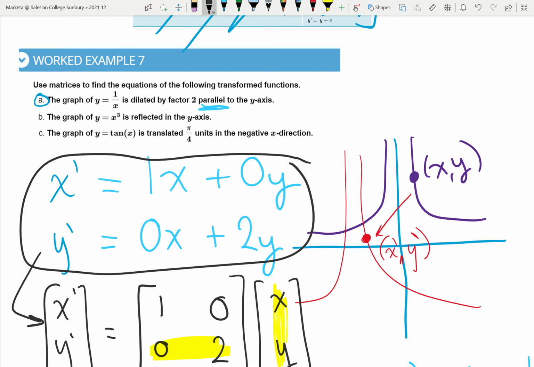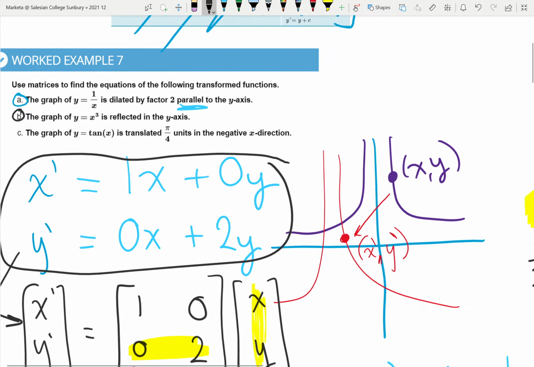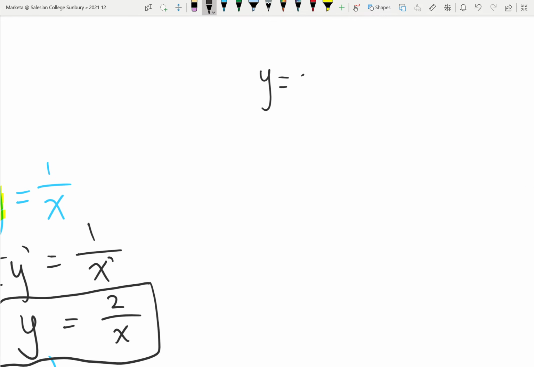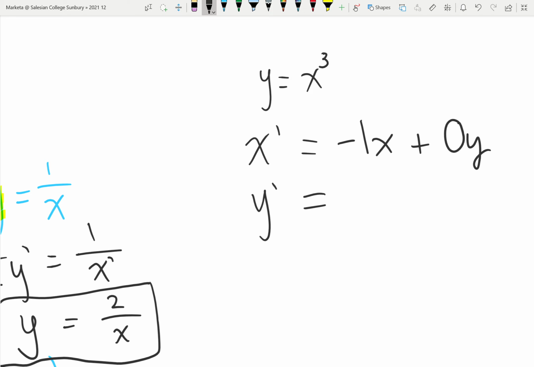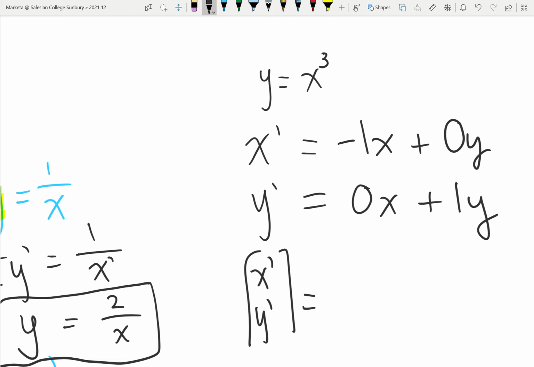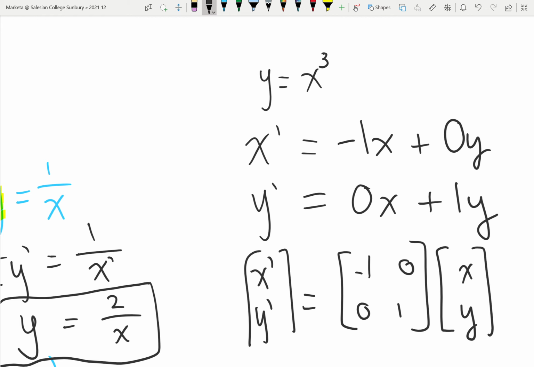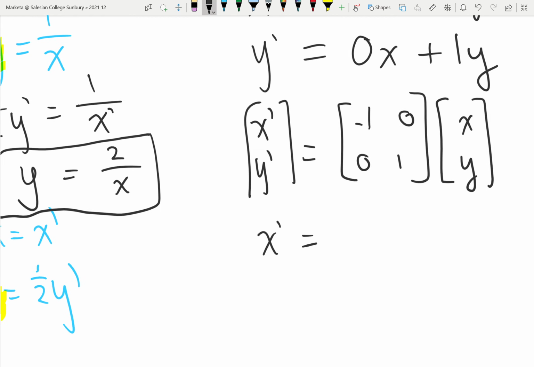This is the graph of y equals x cubed reflected in the y-axis. So y equals x cubed, and x image and y image, and we're reflected in the y-axis. So the reflection will affect the opposite. So this is going to be negative 1x plus 0y, and nothing's happening to our y value, so it's 0x plus 1y. So the matrix we get for this is x image, y image equals negative 1, 0, 0, 1, and we're multiplying that by our original point. So let's do that, and we should get back what we started with.